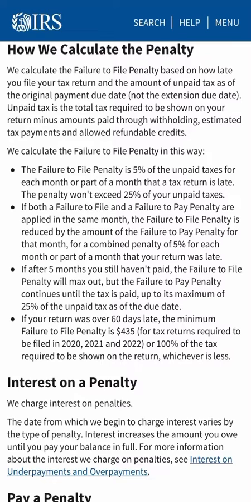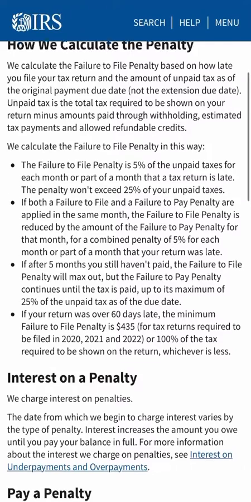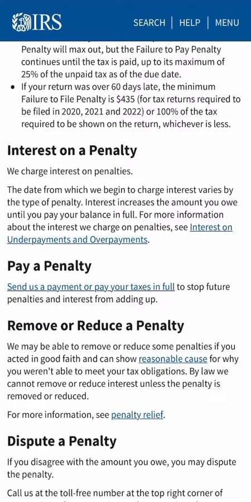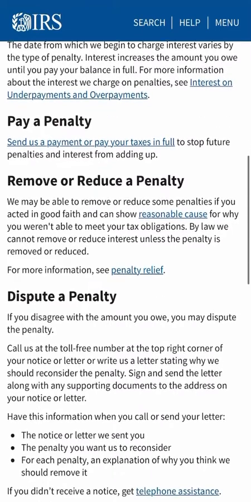is. So if a failure to file and a failure to pay penalty are both applied in the same month, the failure to file penalty is reduced by the amount that the failure to pay penalty for that month is. So it won't combine, so it won't exceed 5% per month. So you can get hit with a failure to file penalty as well as a failure to pay penalty, 2 penalties on top of one another, but it still will not exceed 5% for each month or part of the month that your return was late.